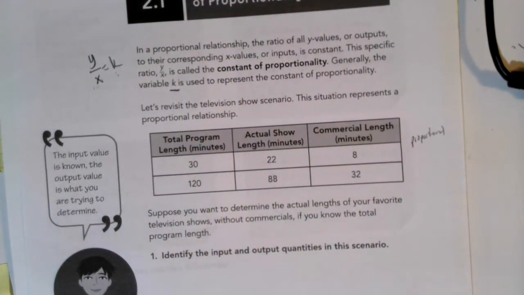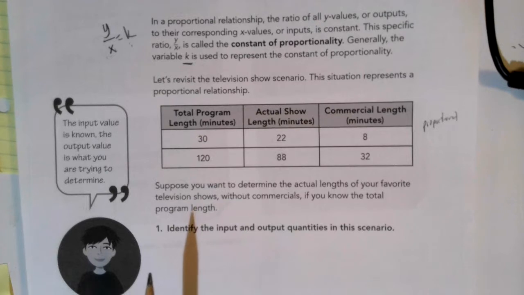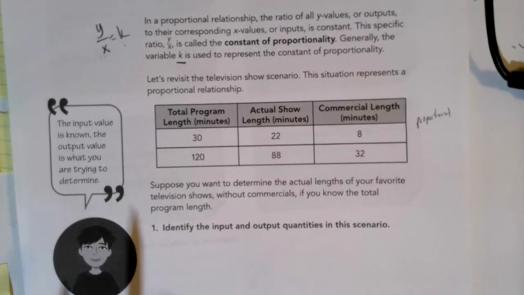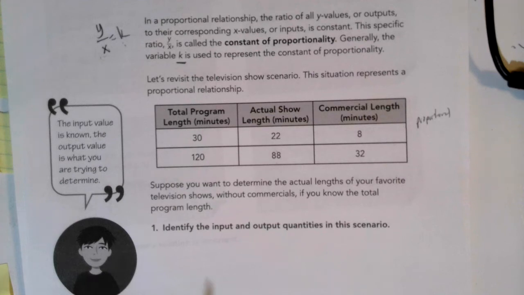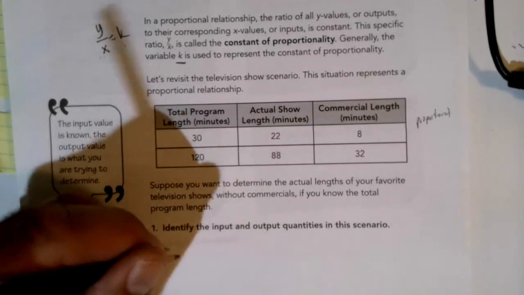So now we're talking about taking a look at this in terms of input and output. Those are two words that we're going to add to our precise mathematical vocabulary. The input value is the known, the output value is what you're trying to determine. So suppose we want to determine the actual lengths of every one of your favorite TV shows without commercials. And what you know is the total program length.